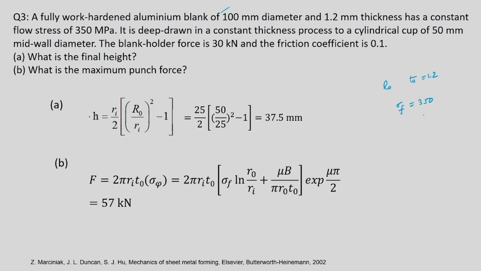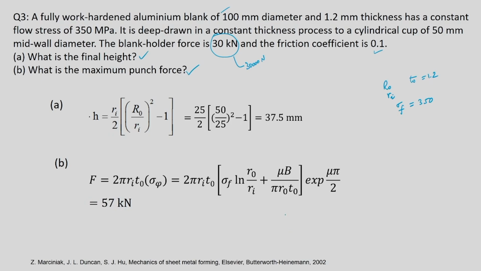A cup of, let us say Ri, that is 50 mm diameter cup is made. Blank holder force is given as 30 kilonewton, which is nothing but 30,000 Newton. Coefficient of friction is given as 0.1. So, what is the question? You have to find H and maximum punch force, which is what we calculated just before.